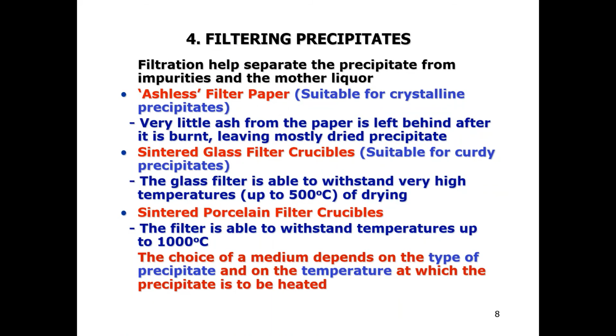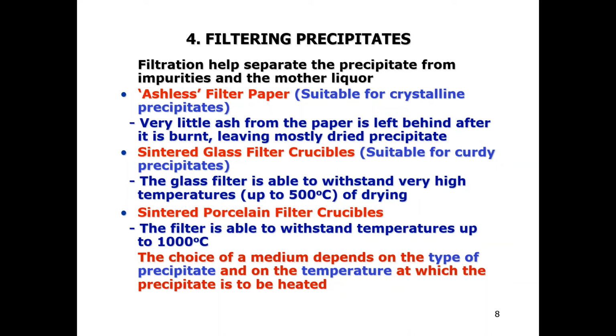Okay, let's review the process. In the first part, you prepare the solution. The second one, you add the precipitant and it forms the precipitate. Once you form the precipitate, what you do is the filtering. The filtration will help to separate the precipitate from all the other impurities that pass through in the filtrate and the mother liquor. So you are separating the precipitate from the mother liquor and hopefully from other impurities.